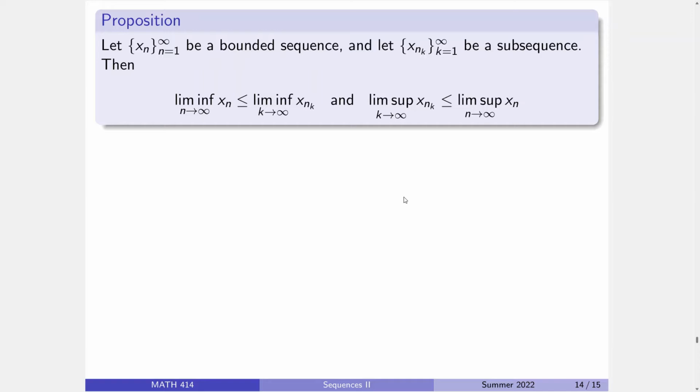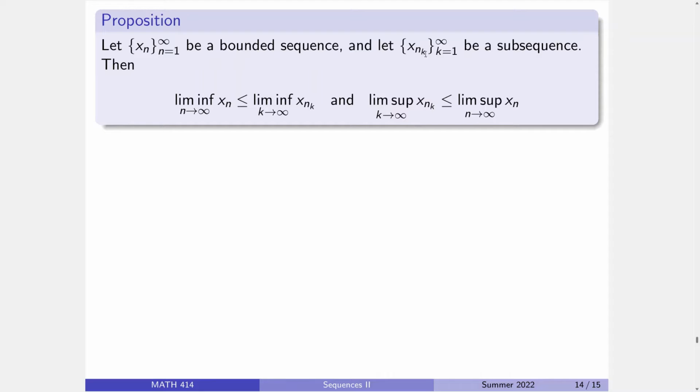Alright, so what we're going to prove now is that if I have a bounded sequence, and I look at a subsequence, note the subsequence itself must be bounded, because it's just terms of the sequence, but fewer, potentially. So it's still bounded. And thus we've got access to lim inf and lim sup of those, and the lim inf and the lim sup of a subsequence behaves the way you expect it to.